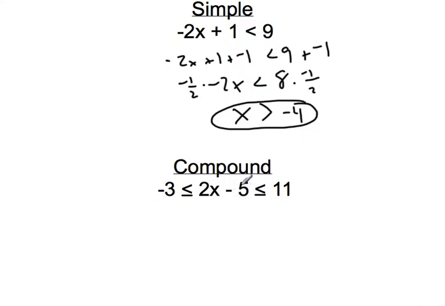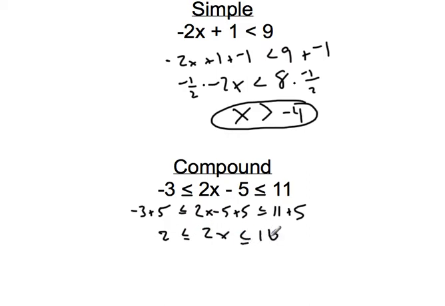Let's first get rid of this negative 5 by adding positive 5 to everything. So negative 3 plus 5 is less than or equal to 2x minus 5 plus 5 is less than or equal to 11 plus 5. Okay, let's clean that up a little bit. This becomes 2, this becomes 2x, and this becomes 16.